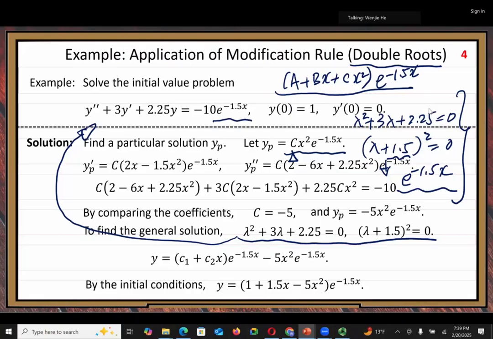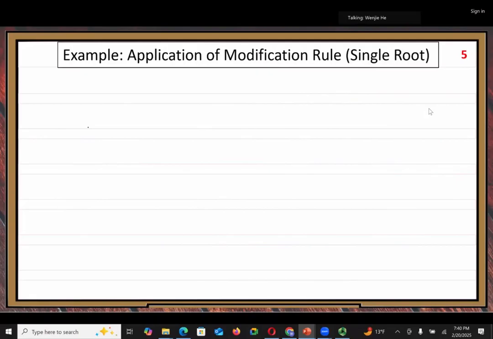So that's one example. We improved understanding of our old example. So this is an old example, but this time we get better understanding. Next one, single root. Because our textbook does not give an example about single root, I pick one from the exercise questions in the textbook. So then I put it here. It still applies the modification rule, but this time we want to look at a single root example.